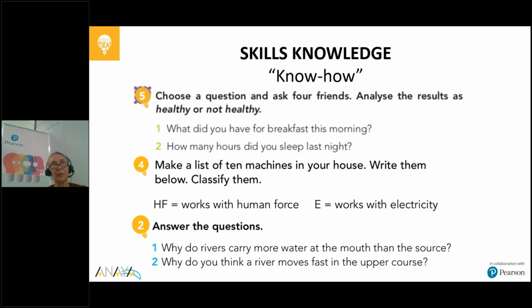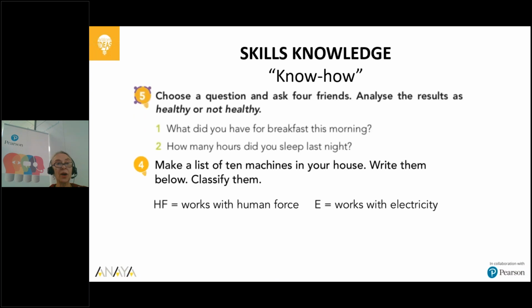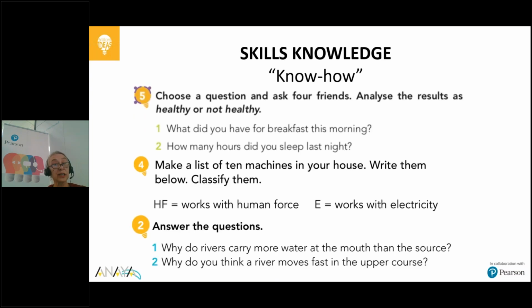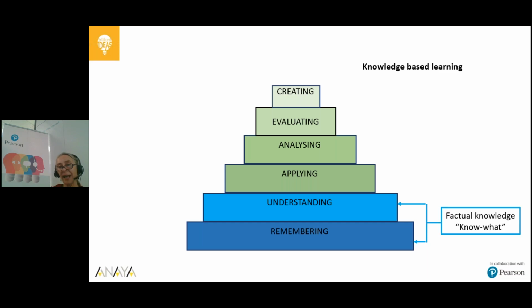So these are know-how. But I think you can see from these examples that they're never completely separated. In the know what activities, we had some classification. And in the know-how activities, we are relying on knowledge as well, because these 2 areas of knowledge are linked. Now, how do they map onto our pyramid of the Bloom's taxonomy? Well, the lower stages, which we identified as the lower order thinking skills, are really about factual knowledge. Whereas the higher levels, which we identified as the higher order thinking skills, are more about skills knowledge, know-how.